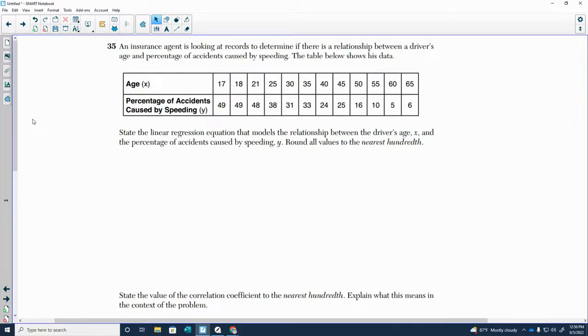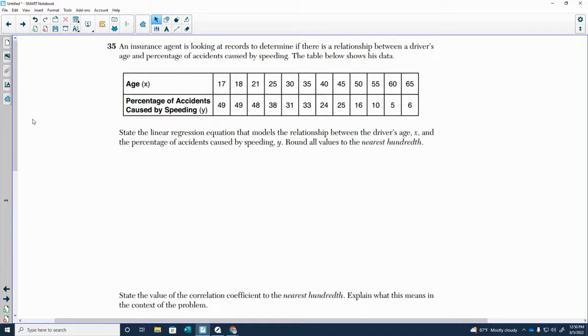An insurance agent is looking at records to determine if there is a relationship between a driver's age and percentage of accidents caused by speeding. The table below shows his data. I could see a table where age are the X values, or my L1, and the percentage of accidents caused by speeding is going to be the Y data, or my L2.